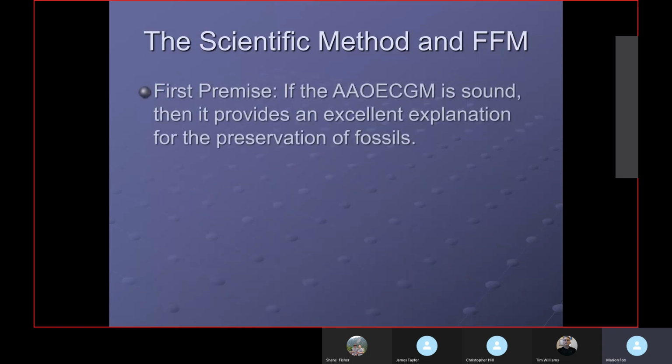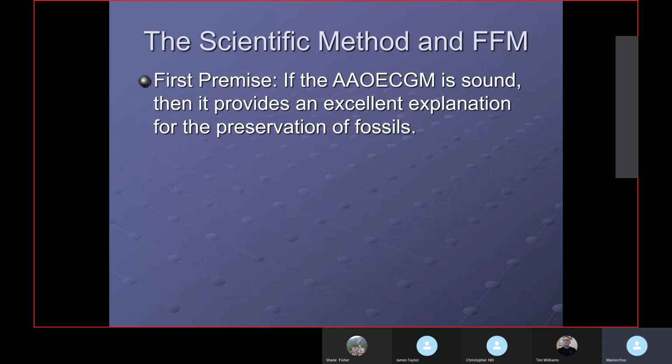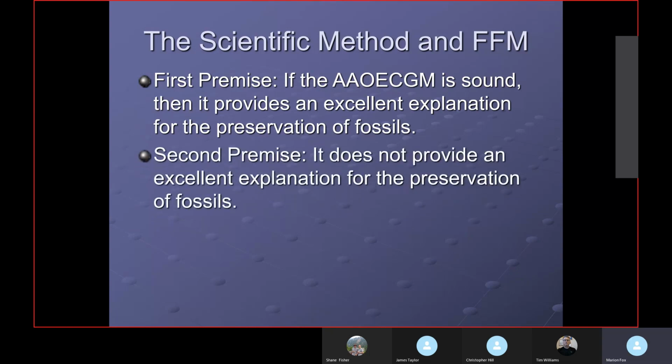We're going to examine the atheist agnostic old Earth creationist geological model. If it's true, if it's sound, then it provides an excellent explanation for preservation of fossils. Does not provide, we've denied the consequent, which is correct logic. That's what you should do to test your hypothesis. If you deny the consequent successfully, the hypothesis has to be discarded. You need to frame a new hypothesis.